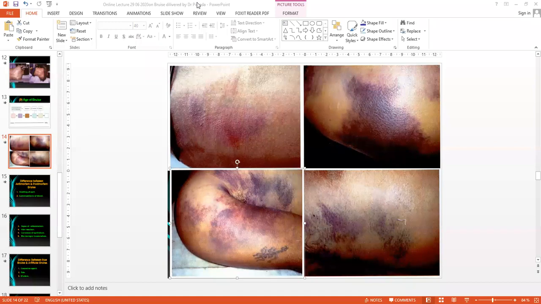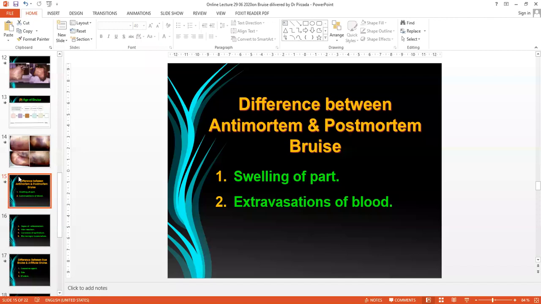Another question. Sir, how do we know that these are antemortem bruises or postmortem bruises? Okay. Now, I missed this slide. We have many points for differentiating the antemortem bruise from the postmortem bruise. Let's see this slide. I will discuss it later on, but since you have a question, I'll answer. Now, you see the comparative study between antemortem and postmortem bruise.